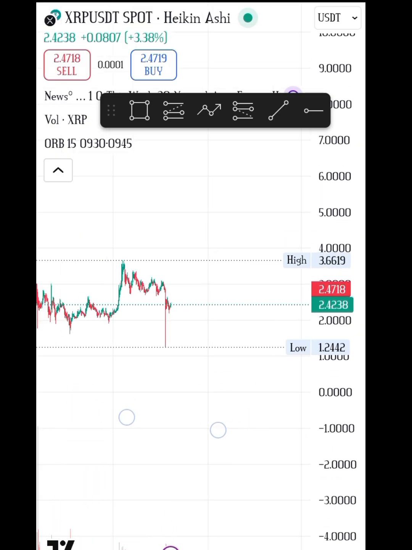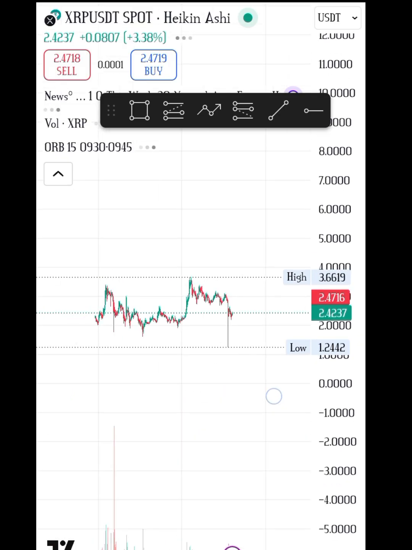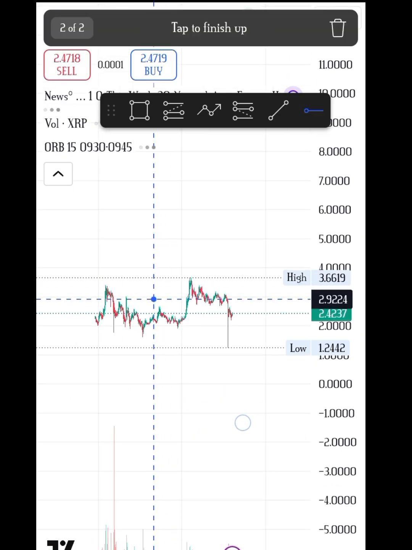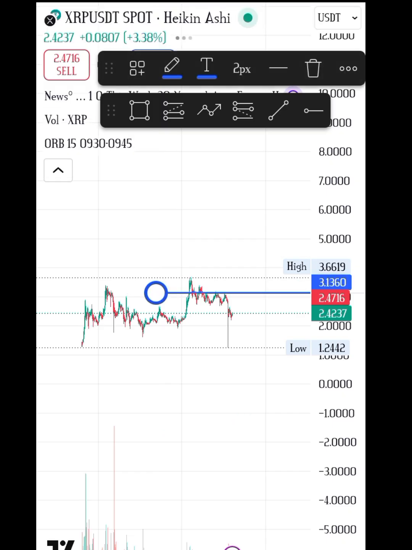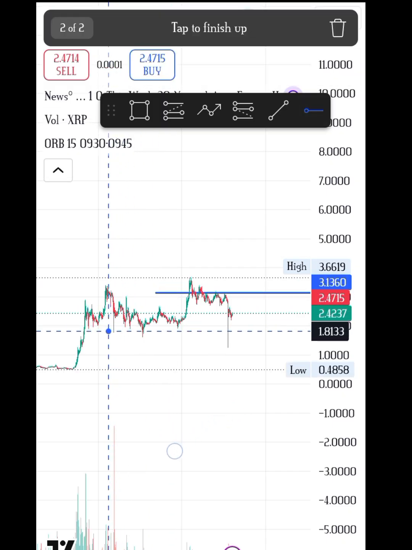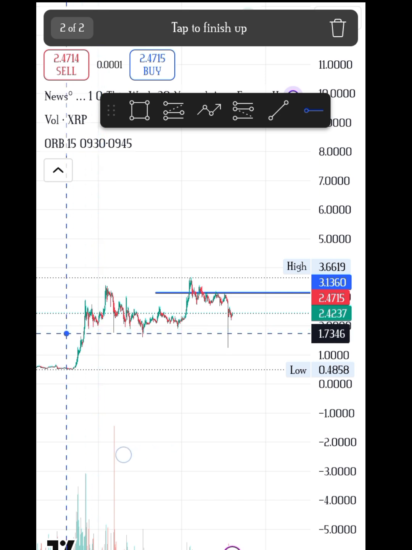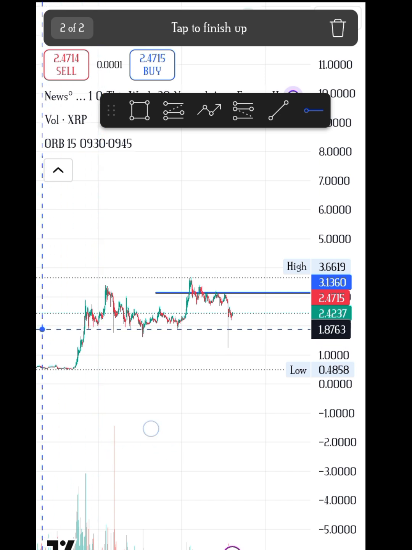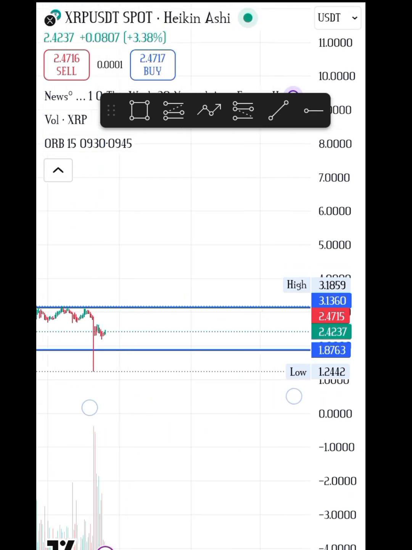Now for our support and resistance zones, we have to go back and see the full chart so we can draw the zones. So here is a resistance zone. Now let's find our support zone. So here you can see multiple touches, right? You can see multiple touches here. So here is our support zone.